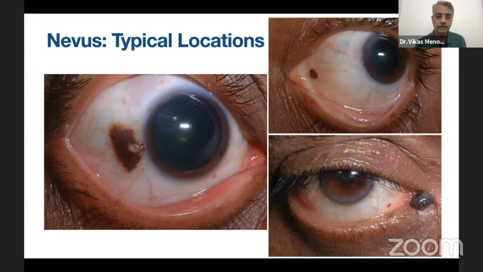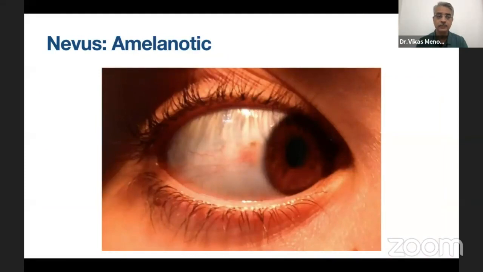Nevi typically are located in the bulbar conjunctiva, as I mentioned, most commonly near the limbus, but you may also have nevi located on the plica or sometimes even on the caruncle. These nevi usually remain stable for a long time, but they can also grow in size and increase in vascularity as the child grows near puberty or sometimes in pregnancy also. These nevi may grow and may have some sort of vascularity, but nothing to be afraid of.